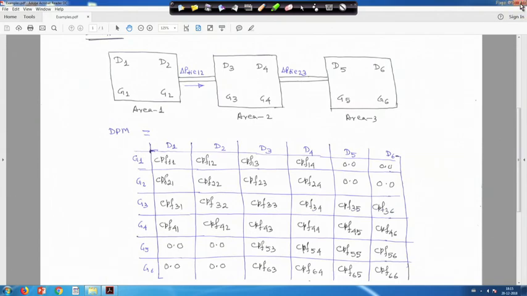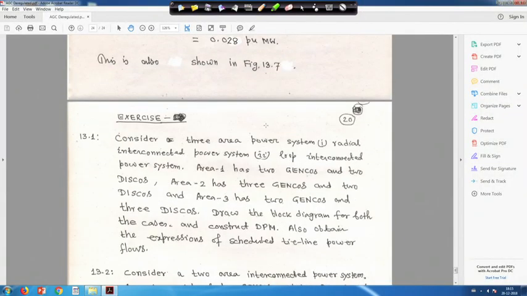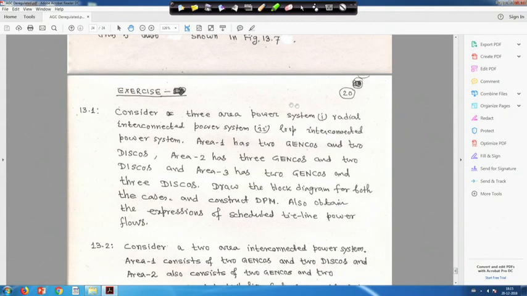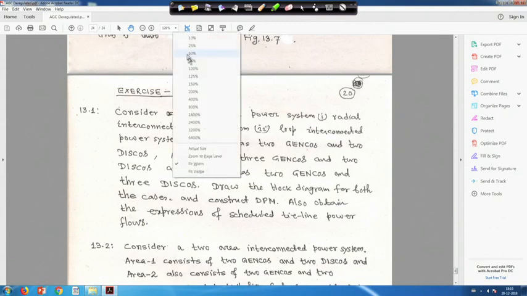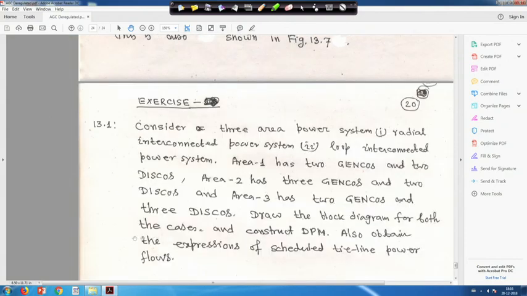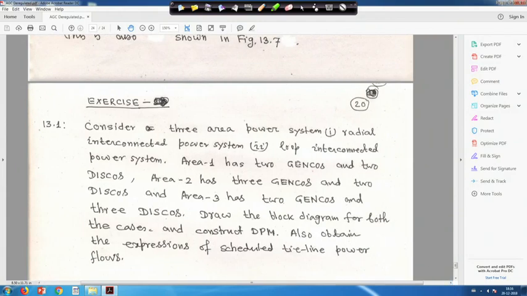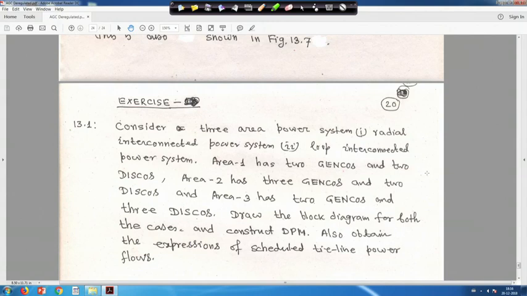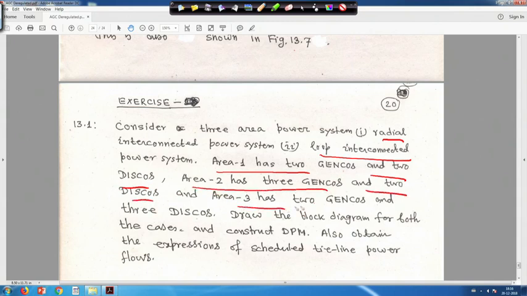So, you will practice a little bit. Here I have given a problem. Consider a 3-area power system, one is radial interconnected, that is the longitudinal one I told you, another is loop interconnected, both I told you, right. Area 1 has 2 GENCOs and 2 DISCOs, area 2 has 3 GENCOs and 2 DISCOs, and area 3 has 2 GENCOs and 3 DISCOs, right.